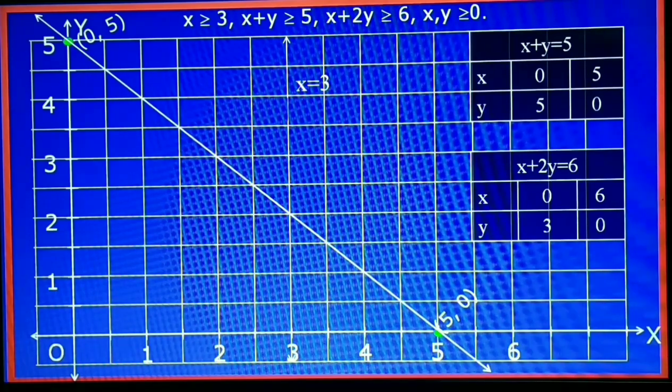Through points with coordinates 0, 5 and 5, 0, draw a line. Write the equation along with the line. Mark the other 2 points with coordinates 0, 3 and 6, 0. Through these 2 points, draw a line.